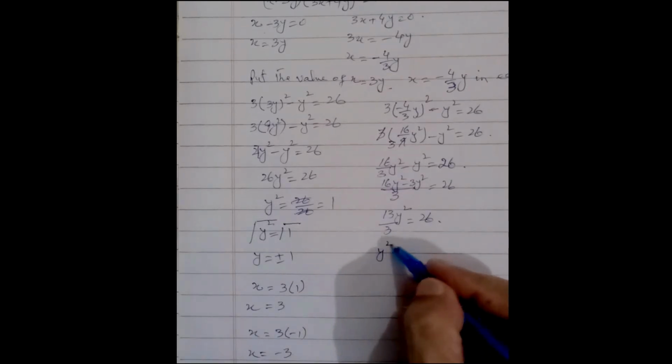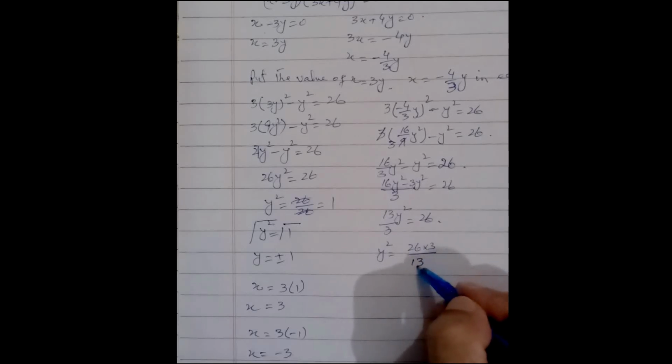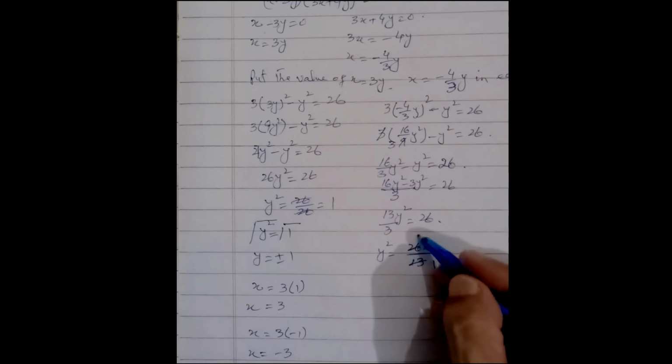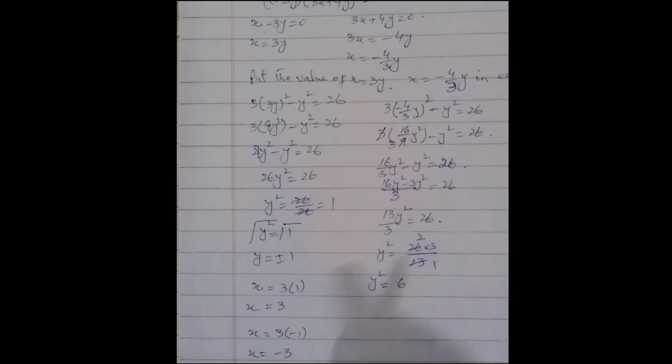And y square is equal to 26 multiplied by 3 over 13. Simplify it, 13 ones are 13, 13 twos are 26. The y square is equal to 2 threes are 6.